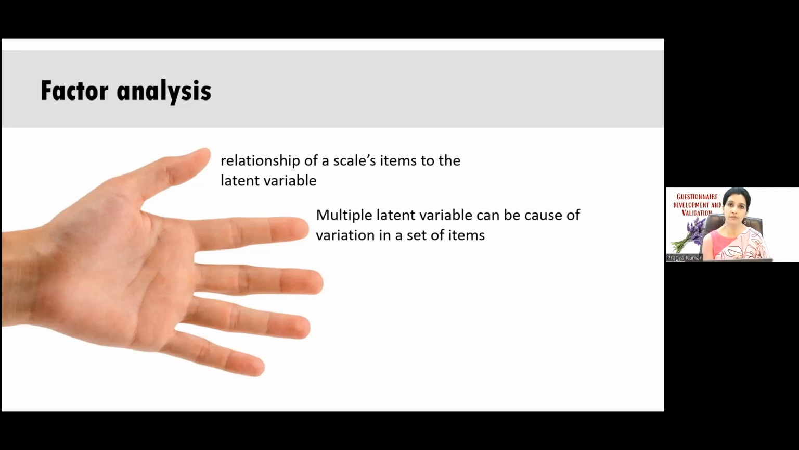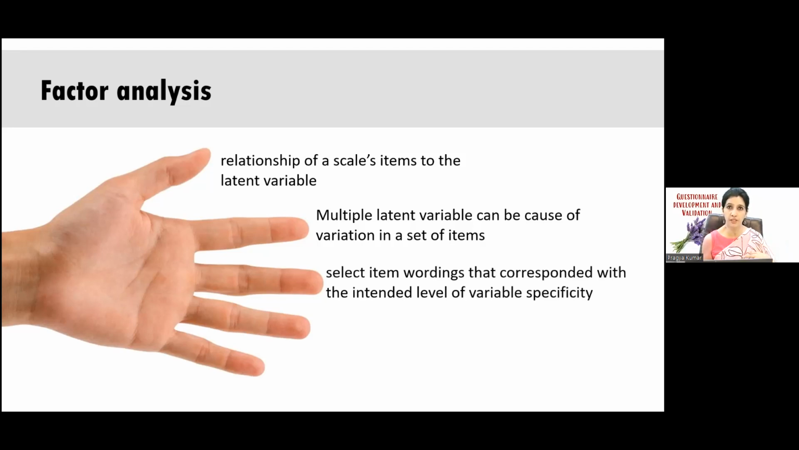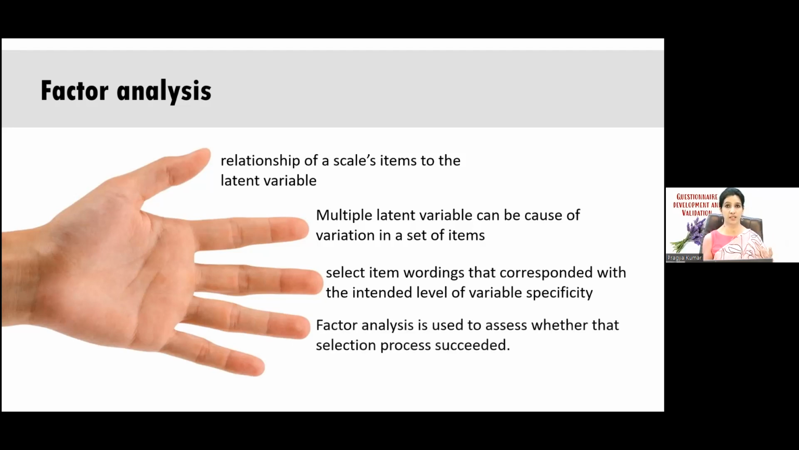In the reflective model, we discussed that the item is a reflection of that latent variable or the construct. So that particular item which you have selected may be affected by more than one latent variable. So you need to check whether there is a single latent variable which is responsible for the variation, or there are multiple latent variables responsible for the variation in the set of items. And that's how you have to select the item wordings that correspond with the intended level of variable specificity. So choosing that item wording is a very important and very intensive task. It is not very easy.